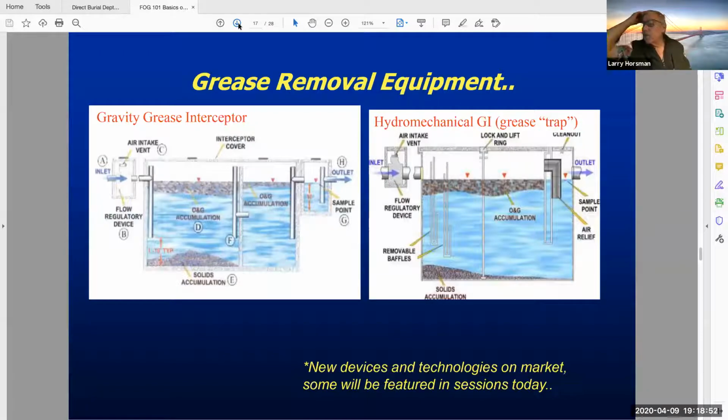So there's a gravity grease interceptor on the left and a hydromechanical grease interceptor on the right. The gravity interceptors can get pretty big.